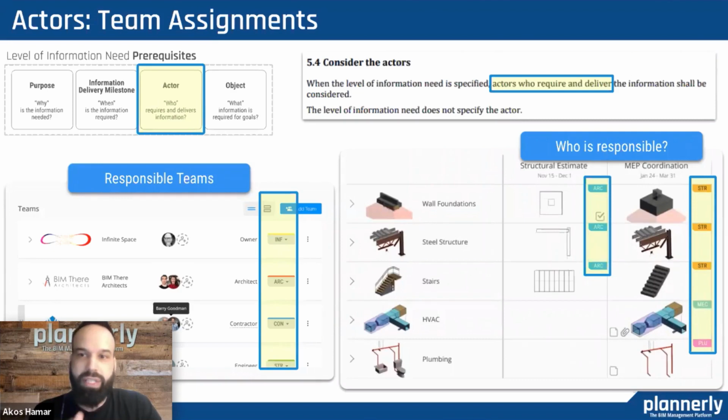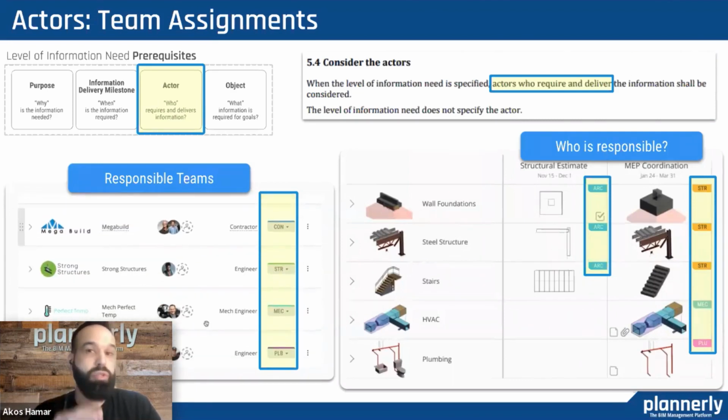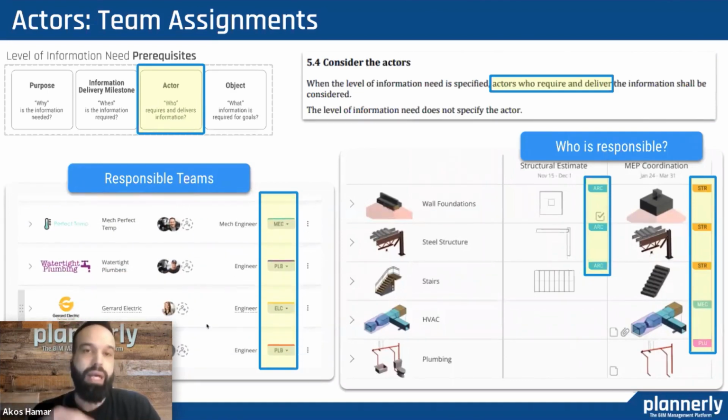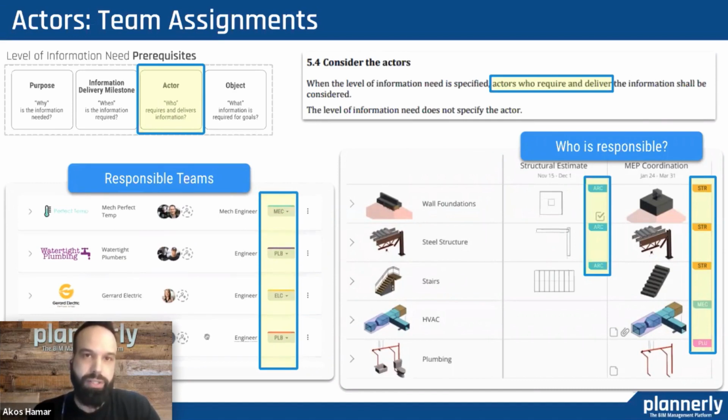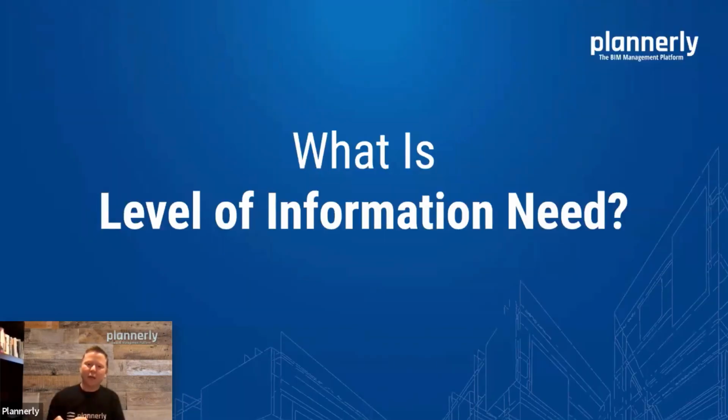So with this approach, you can very clearly communicate who is responsible for what at a given point in time and avoid those typical problems in projects. Absolutely. Yep. So now let's take a look at what level of information need is and how we are describing what the requirements are in detail, so that teams can understand them and automate the checking of those later.